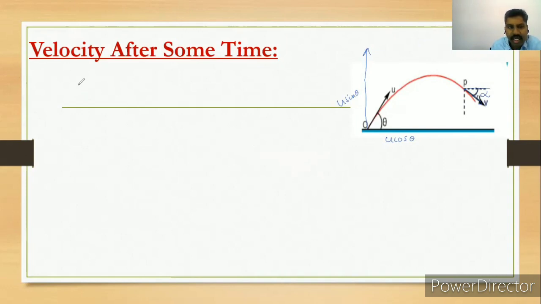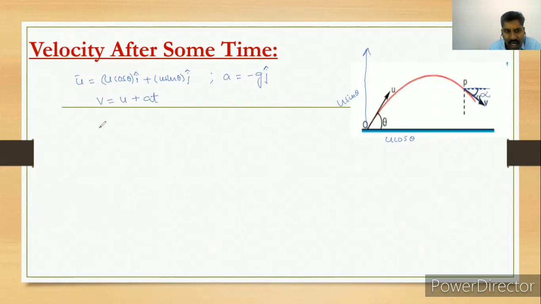The initial velocity vector u is equal to u cos theta i cap plus u sin theta j cap. It is resolved into two components, that's why I wrote it like that. Now here we are projecting upward, so acceleration is equal to minus g, in the vertical direction, j cap. So using the equation of motion, v is equal to u plus at, I will take.